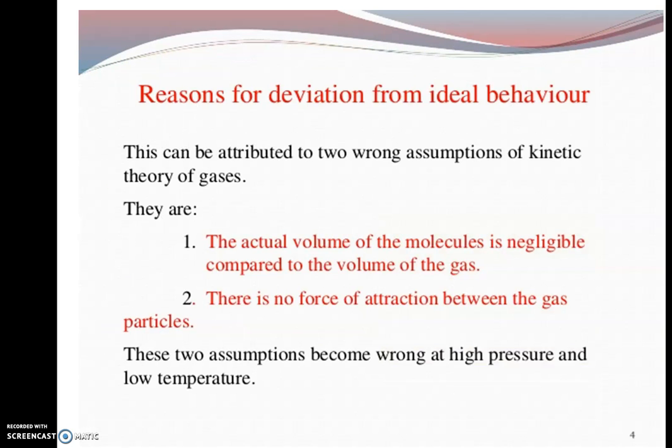Why is this deviation happening? The reason is the wrong assumptions of the kinetic theory of gases. Based on the kinetic theory of gases, we have seen the assumption that the actual volume of the molecule is negligible compared to the volume of the gas. That is because in a gas there will be a large volume, as the gap between two atoms or molecules is large. So considering the distance between two molecules, the volume of one molecule is considered negligible. This is one of the assumptions of kinetic molecular theory.